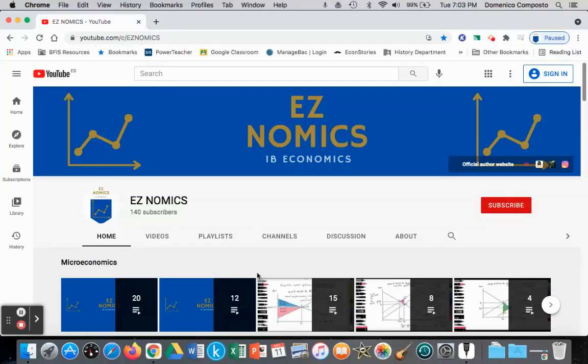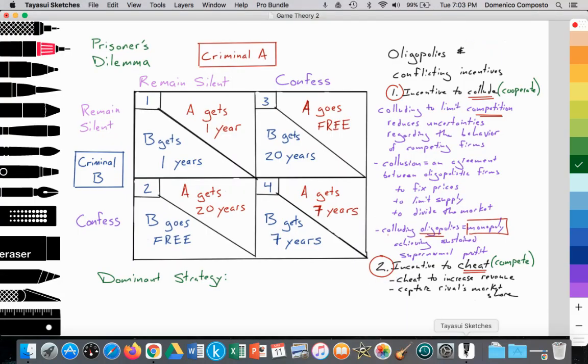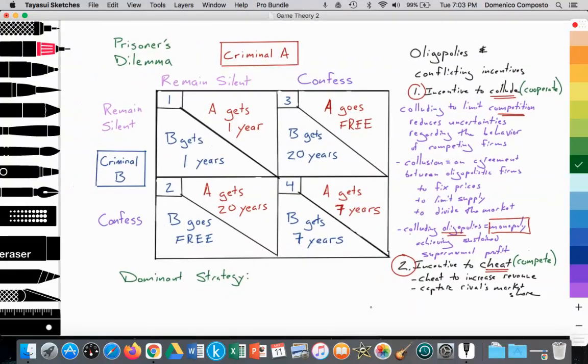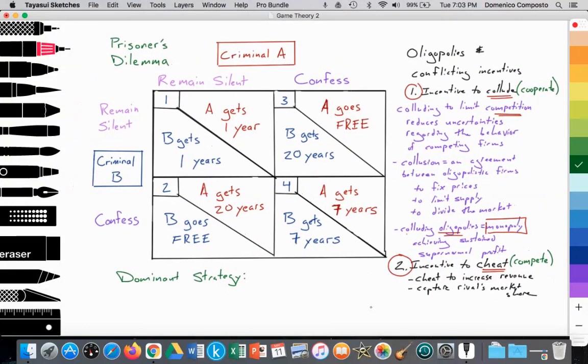Hello, this is Domenico with Easynomics, and we're going to continue looking at a payoff matrix as part of our discussion of oligopolies and strategic interdependent decision making, and the role that game theory plays in helping economists and mathematicians understand the decisions and relationships between oligopolistic firms.